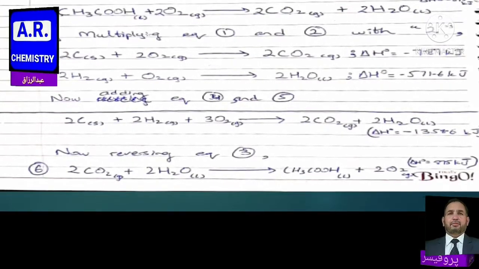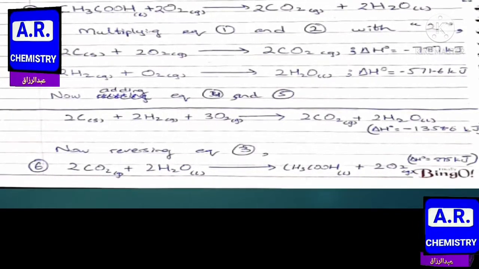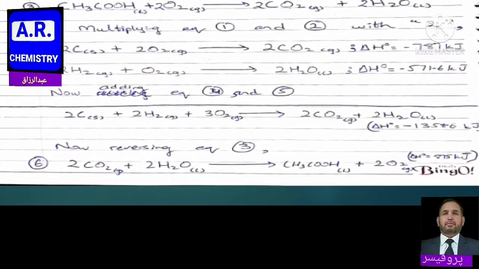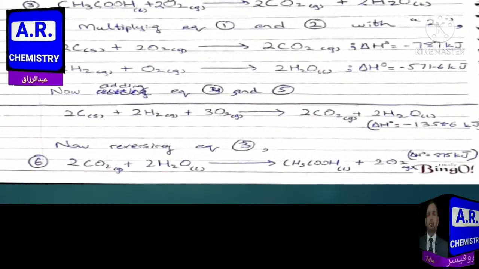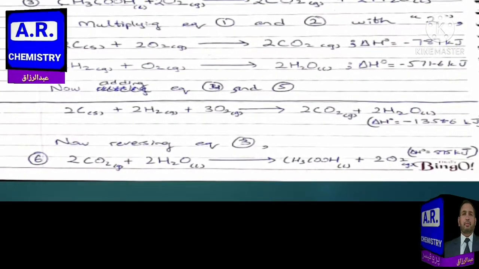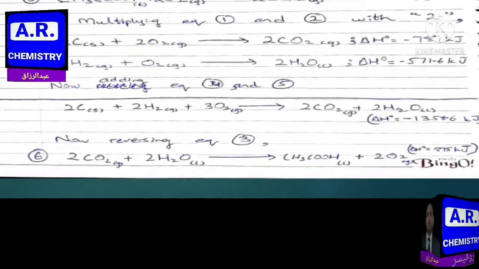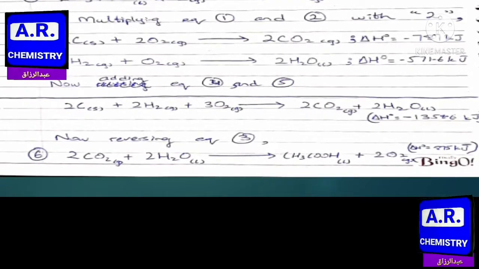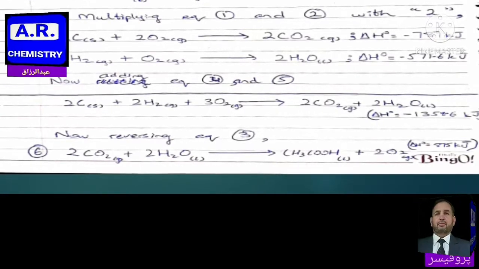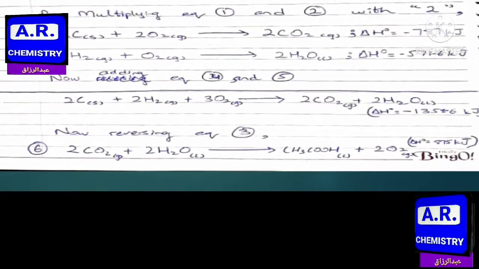When you multiply these equations by 2, you then add these 2 equations, that is the enthalpy of combustion of carbon and the enthalpy of combustion of hydrogen. After multiplying both these equations by 2, you add them. When you add these equations, you get a single equation. You may call it equation 5a, because there is already an equation 5, so you may write it on your paper.